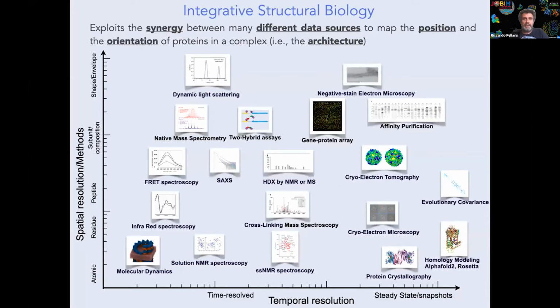Now, as you can understand, you can use different data sources, from theoretical data sources, like, as you saw before, structures from homology modeling or AlphaFold or Rosetta, as well as evolutionary direct coupling from evolutionary covariance, but also low resolution SAXS, FRET spectroscopy, and others. All these methods bring different spatial and temporal resolutions.